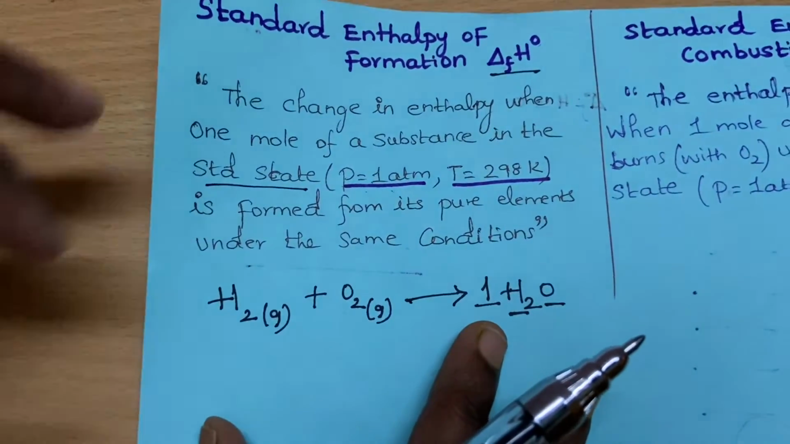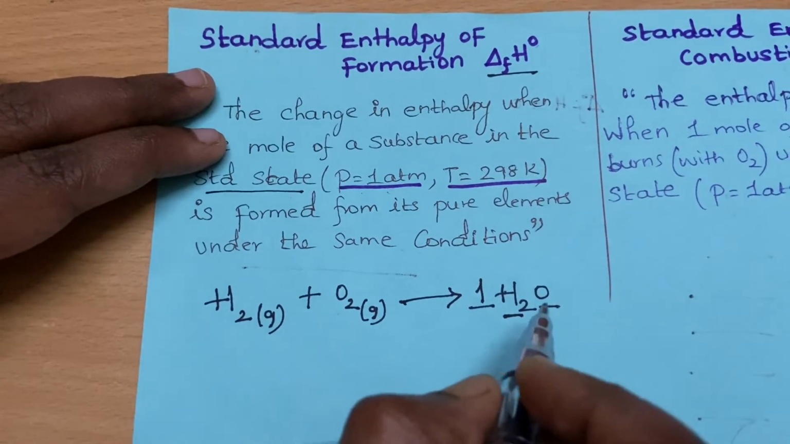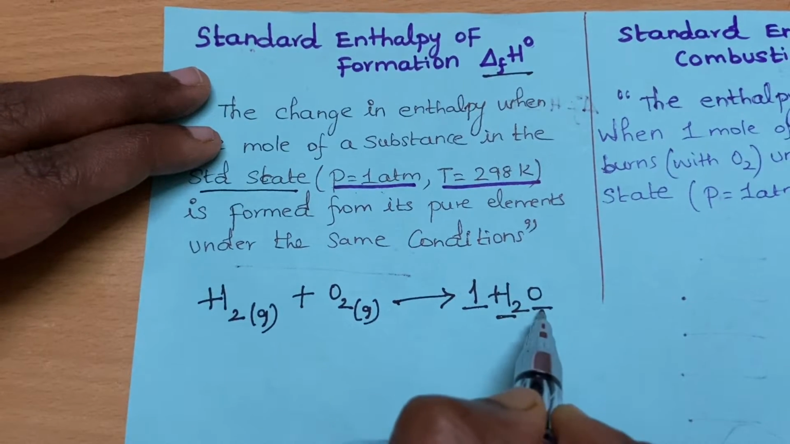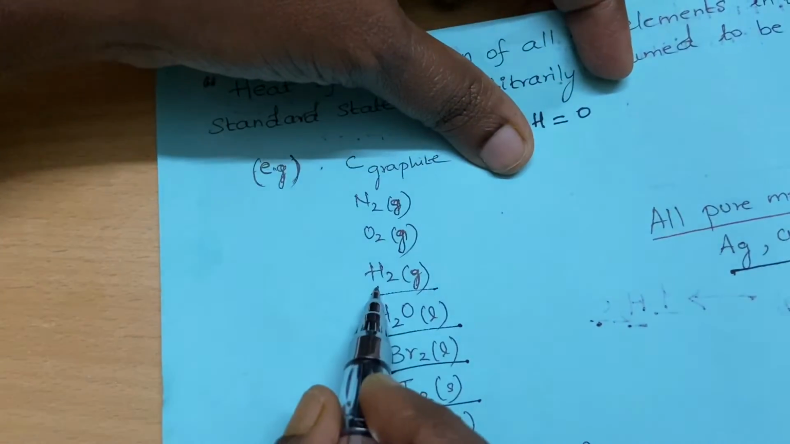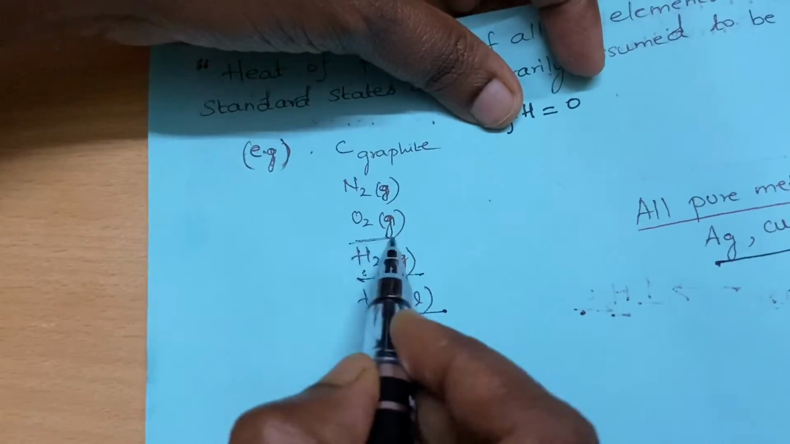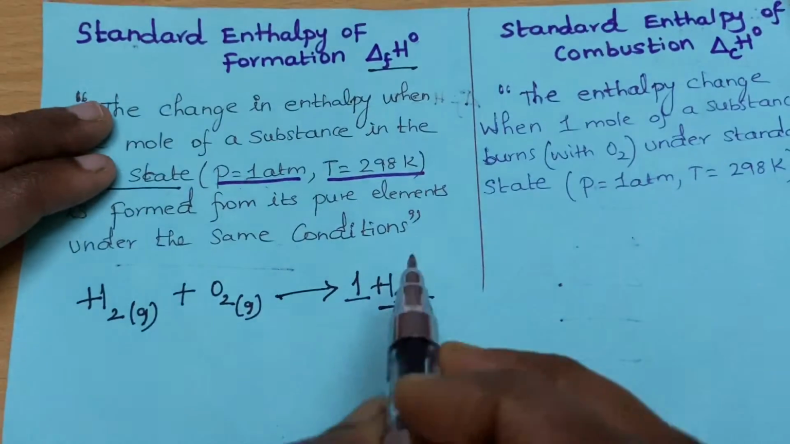So while choosing reactants for the preparation of any substance, see, hydrogen is present and oxygen is present. What is the source of hydrogen? I have to choose hydrogen gas because I have to choose the pure form. Then oxygen gas. Okay, then what you have to do?